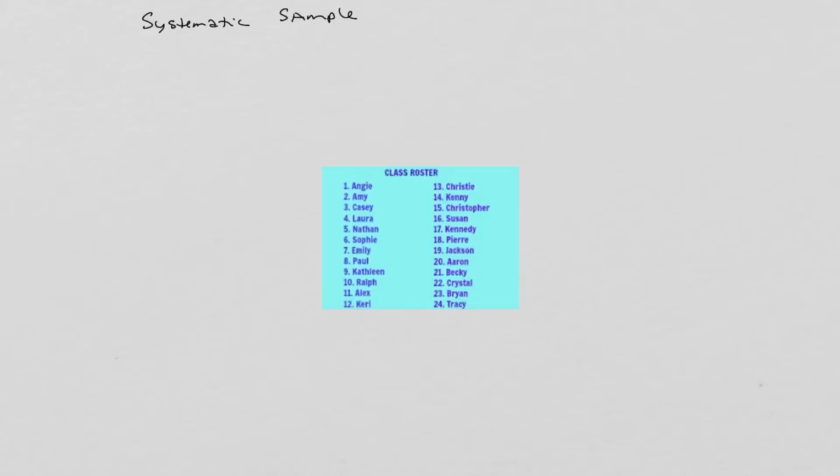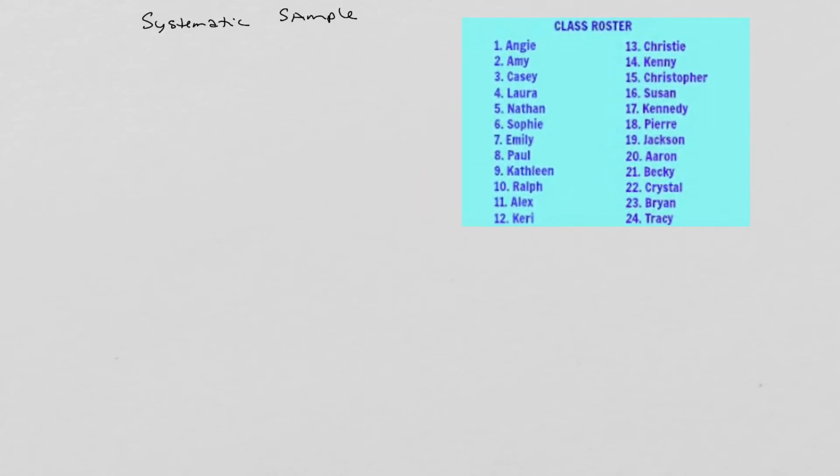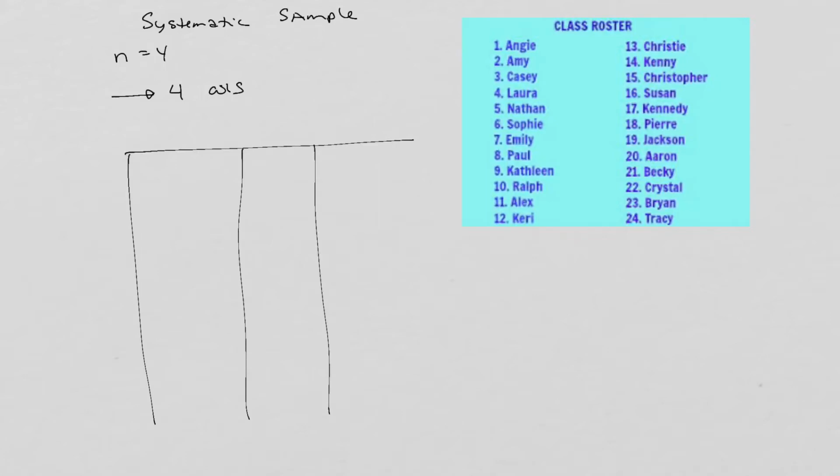Let me actually add a picture in here. Let's see. How about this one? Let's say that we have 24 students, right? And we want to create a systematic sample of size 4. So what we're going to do is create 4 different columns. Right? And in this case, if I do that, then we'll put these people in here.